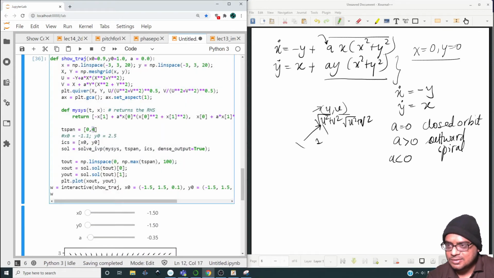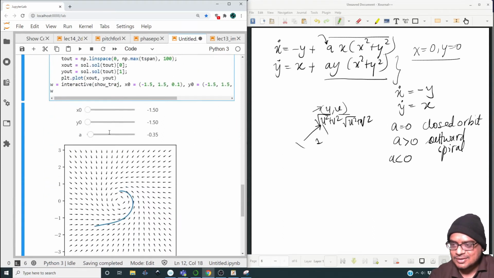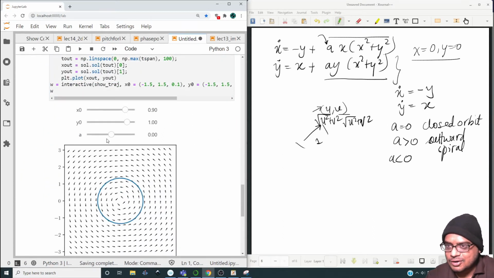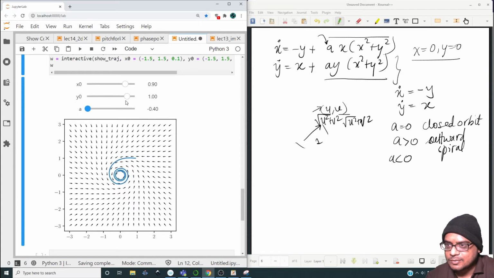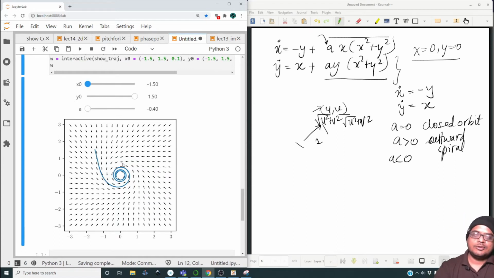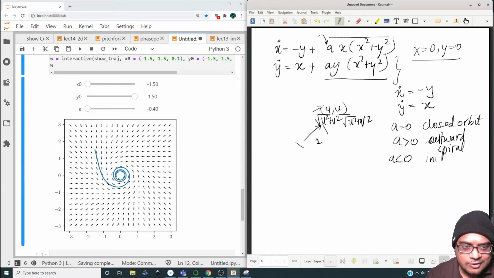Let me increase the time span even further. We know that it's spiraling in, so nothing's going to change a lot. Okay, look, it's spiraling in and looks very nice. Alright, so it becomes an inward spiral.